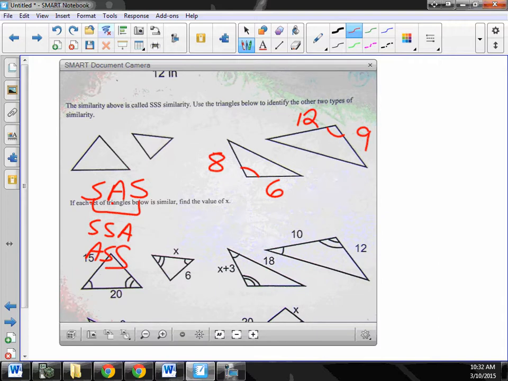So side, angle, side means you know the angle between the two sides. But just the fact that we know two sides and an angle isn't enough. We have to check to see if they're proportional. So what fractions am I going to create here? Eight matches up with 12. What's the other one? 6 matches up with 9.